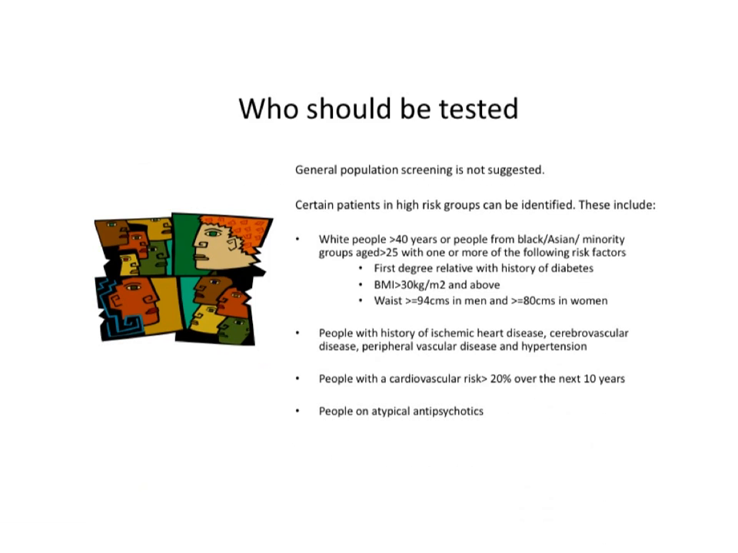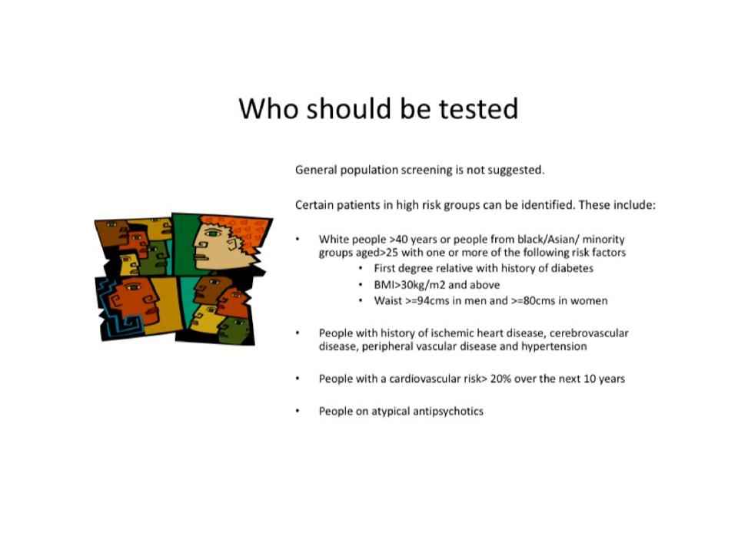General population screening is not suggested, but certain patients in high-risk groups can be identified, and these include the white population of greater than 40s, or people with black, Asian or minority ethnic groups greater than 25 with one or more of the following risk factors: a first-degree relative with a history of diabetes, body mass index greater than 30 kilograms per metre squared, a waist circumference greater than 94 centimetres in men and 80 centimetres in women.